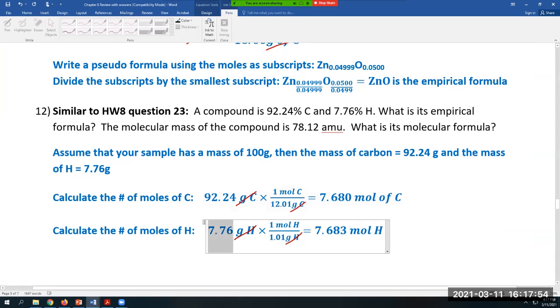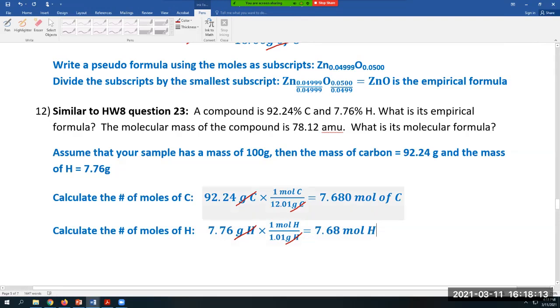Both the given amount of hydrogen has 3 sig figs, and the molar mass has 3 sig figs. So we need to keep 3 sig figs there. So we can drop the 3. And so that's the number of moles of hydrogen.